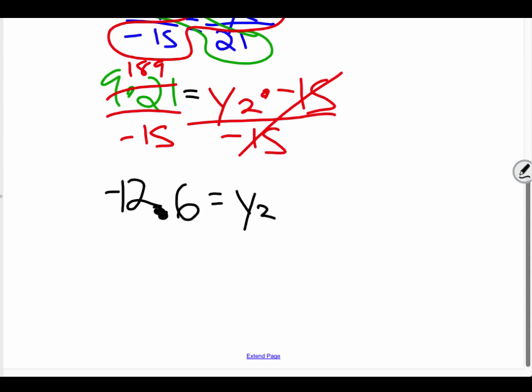That's example number 3. Are there any questions? Nope. Okay.